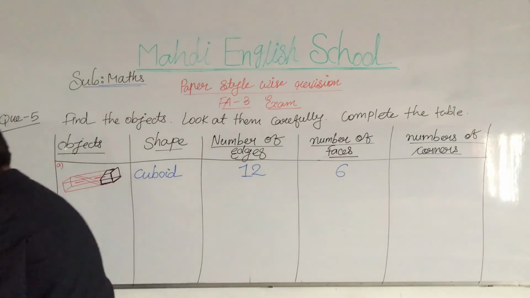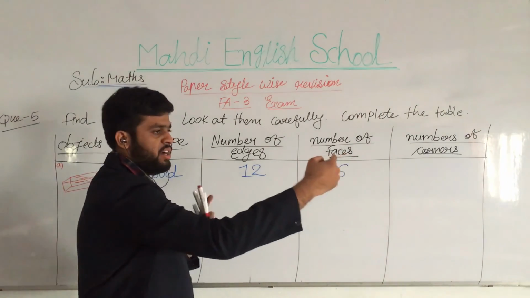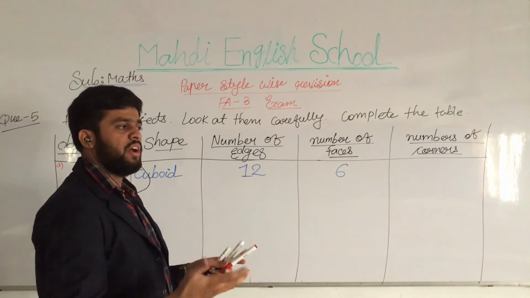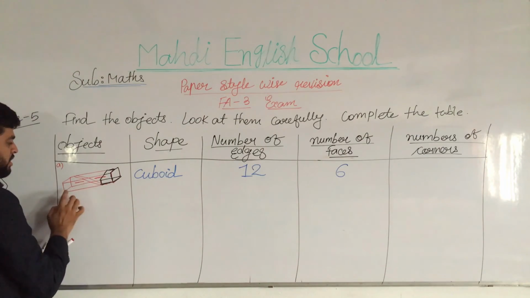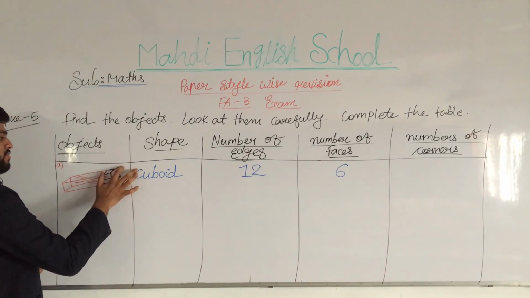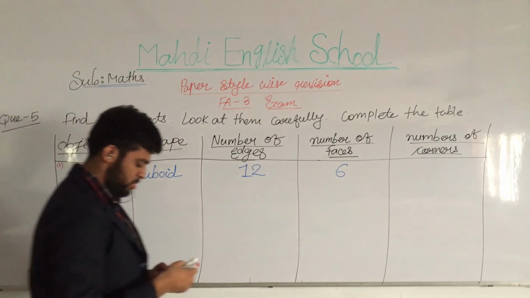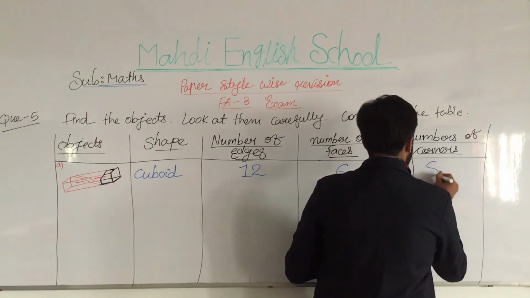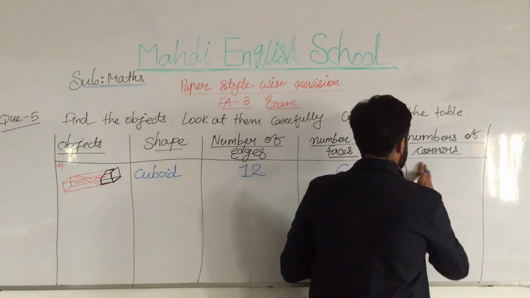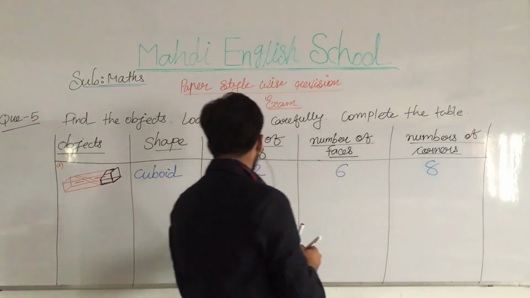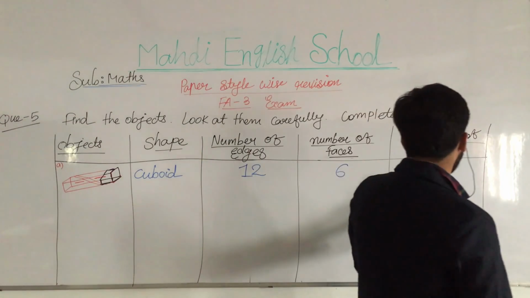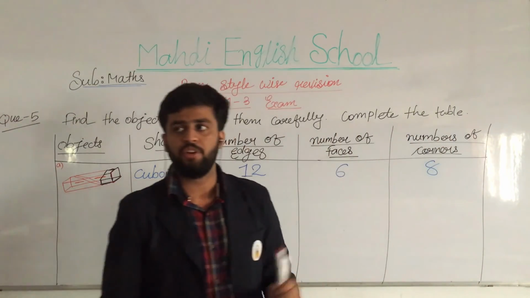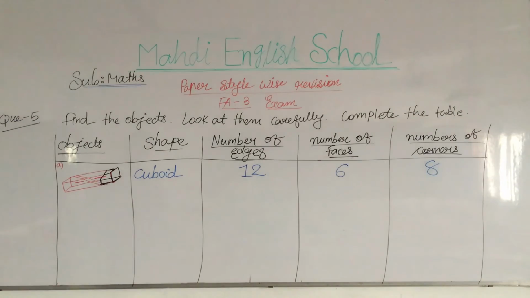You count it yourself, my dear students. 1, 2, 3, 4: 4 here and 4 upside. See here, 1, 2, 3, 4, and this side 5, 6, 7, or 8. So number of corners is what? 8. Now try to draw the shape cuboid. Number of edges is 12, number of faces 6, and number of corners is 8. Note down in your book quickly, my dear students, and then we will move on further.